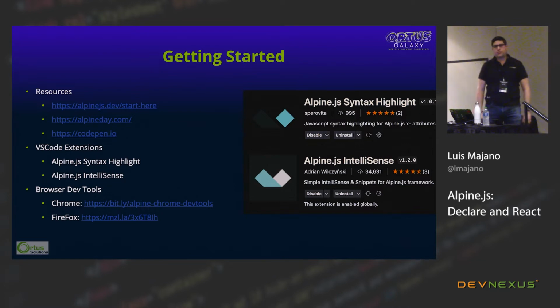CodePen is going to be showing you today all of the code that I'm going to go through. VS Code has several extensions as well, for the syntax and the IntelliSense, so I really recommend you guys get into it. And also for the browsers, we have several dev tools for Chrome and for Firefox as well, which are basically just like the Vue tools. You get the same feel as well for Alpine.